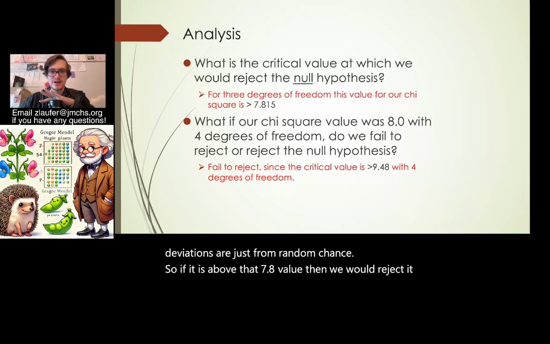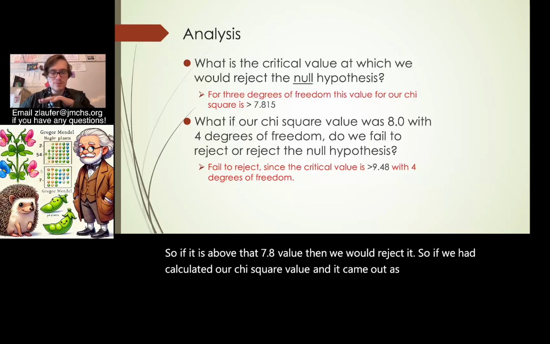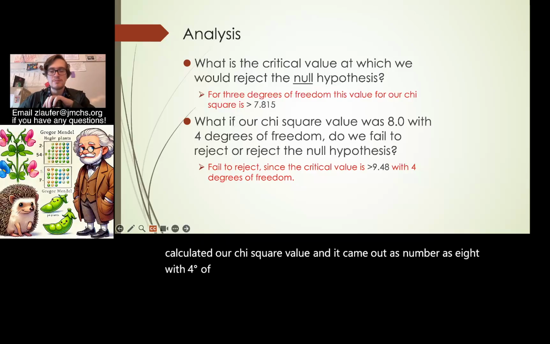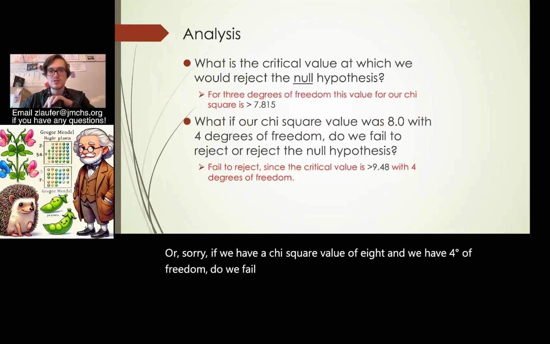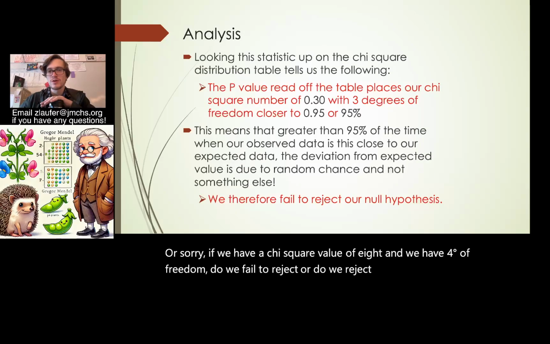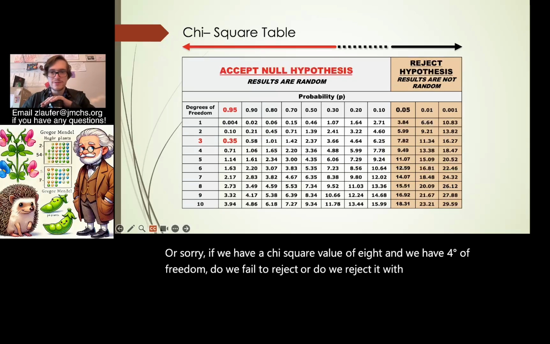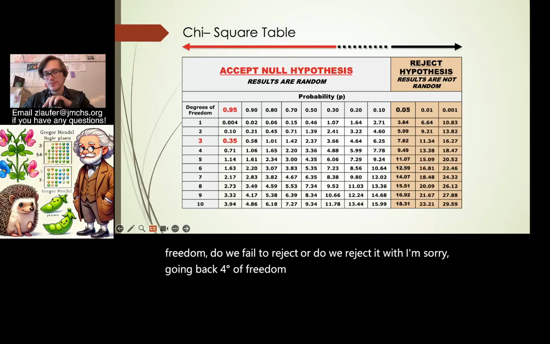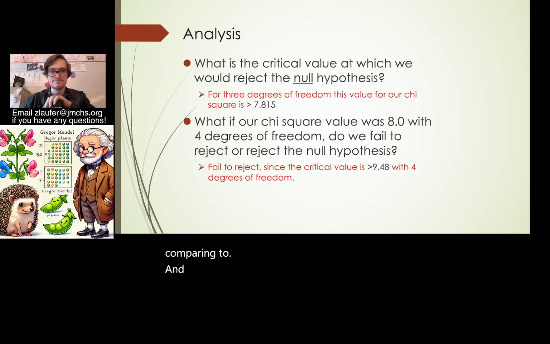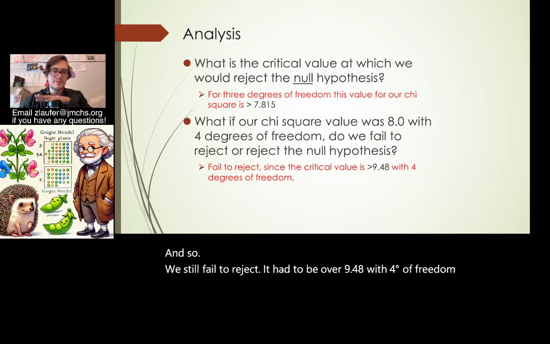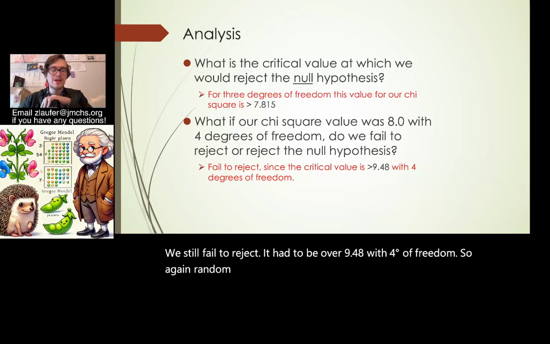So if we had calculated our chi-square value and it came out as 8 with 4 degrees of freedom, do we fail to reject, or do we reject it? Going back, with 4 degrees of freedom, the answer is 9.49 that we're comparing to. And so we still fail to reject it. It had to be over 9.49 with 4 degrees of freedom. And so again, random chance was probably the reason.